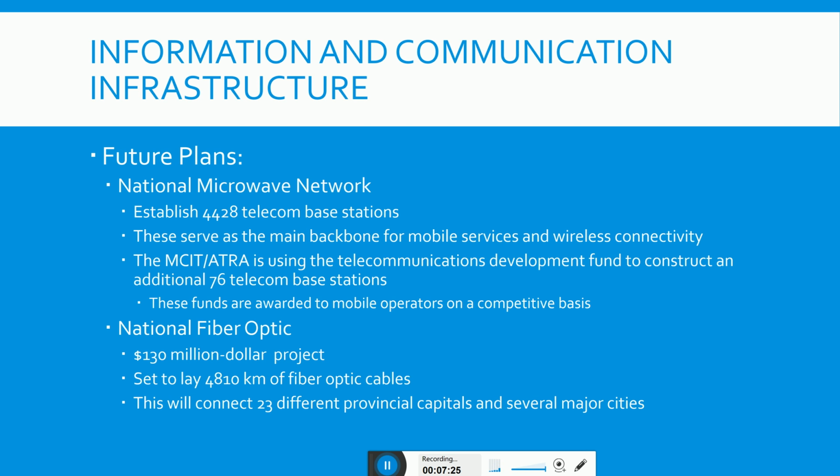One other project, the National Fiber Optic, it's a $130 million project, and its goal is to lay 4,810 kilometers of fiber optic cables. This will connect 23 different provincial capitals and several major cities, making it more connectivity, better speeds, and things like that.